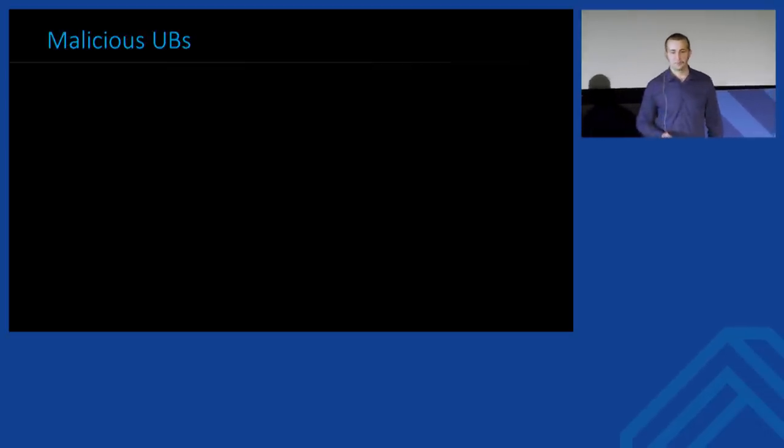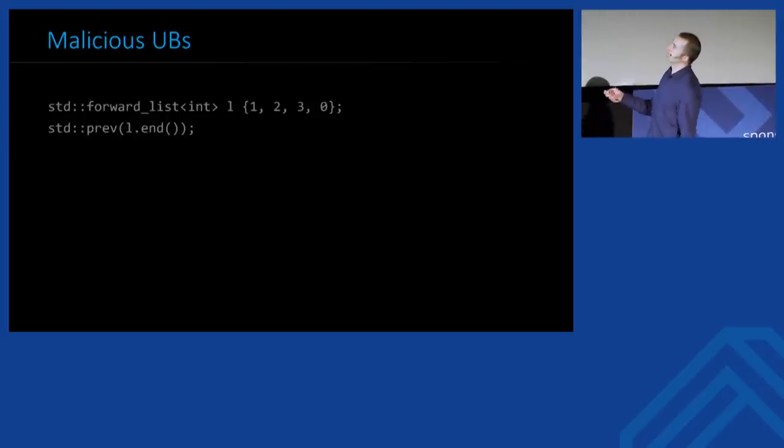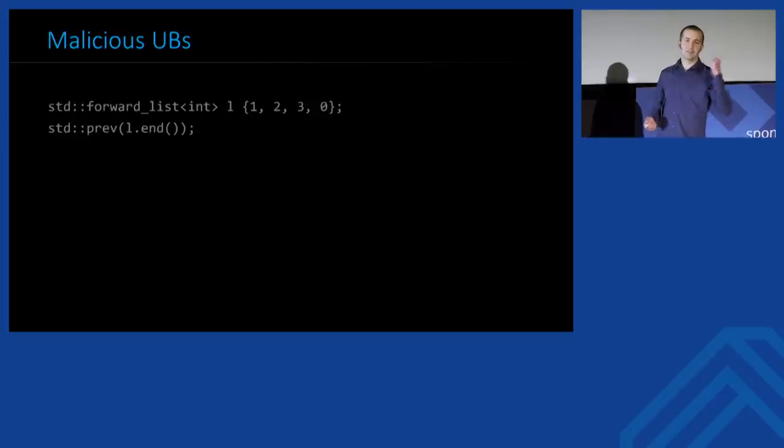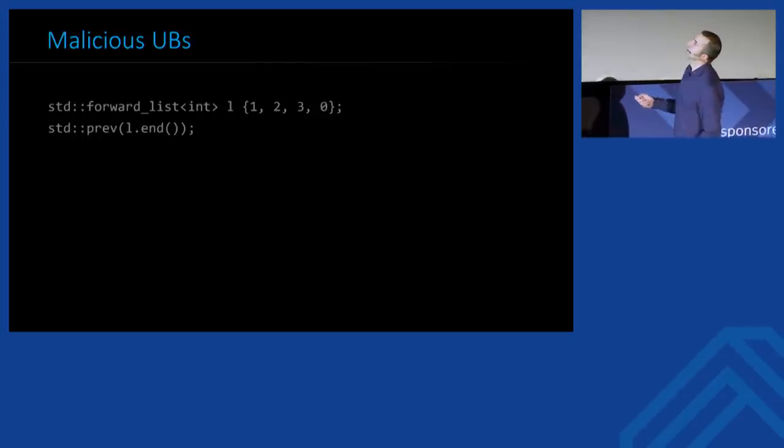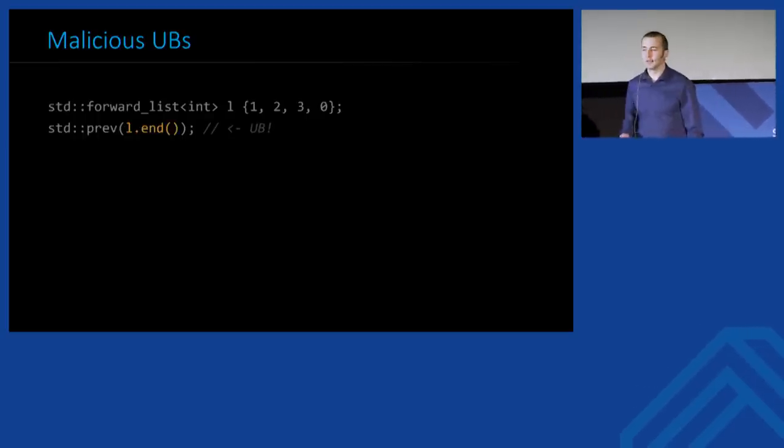So I maybe convinced you that UB is something good, but we should keep in mind that it is also evil, especially that the standard defines it in places where you would least expect them. Like here, I'm taking a forward list, which you can only iterate forwards in. If I take the iterator, it doesn't even have the decrement operator, because what for? If I pass it to function prev, because I want to compute the element one before the last, believe me or not, this is undefined behavior.